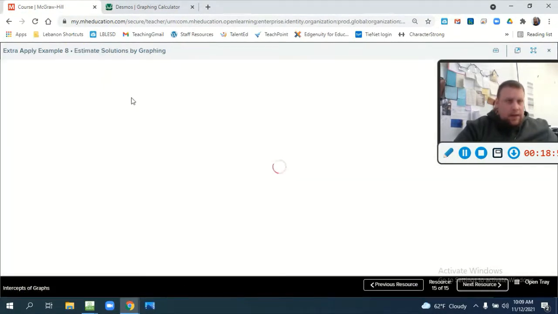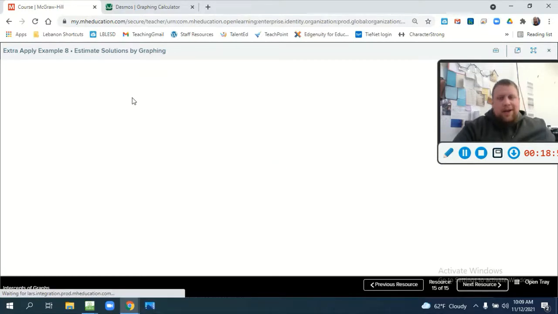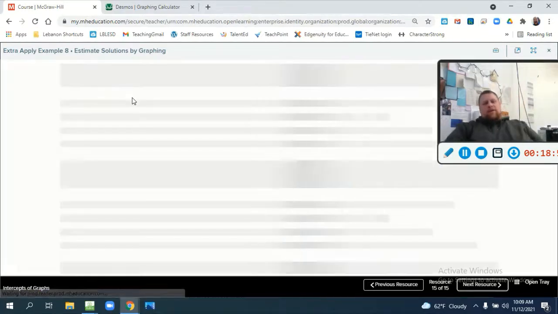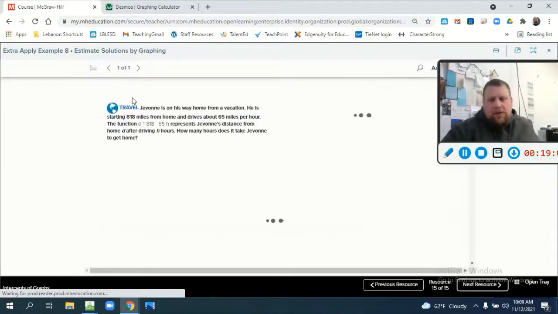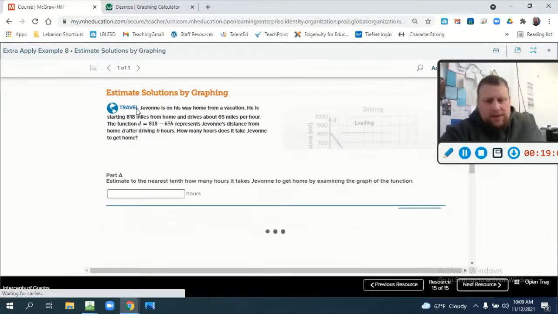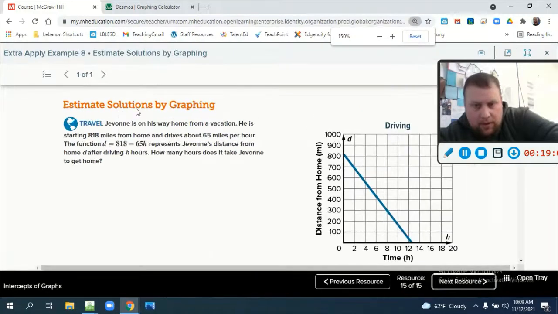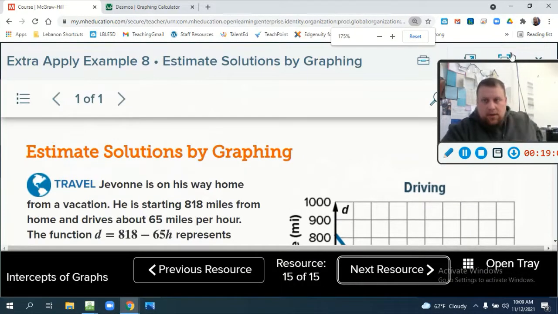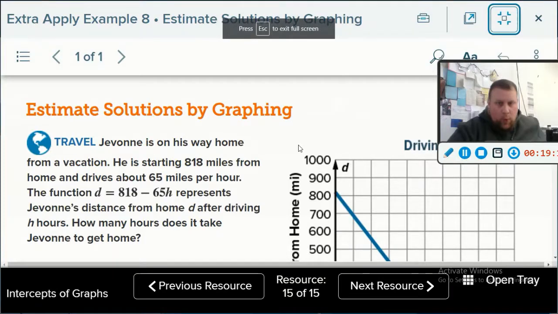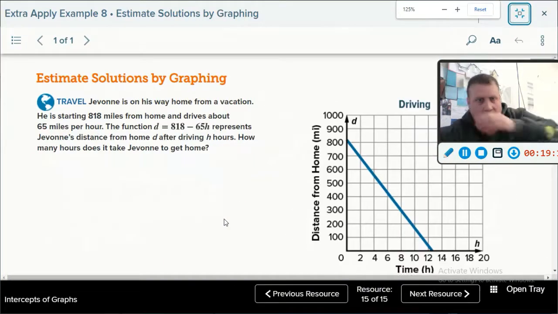Okay. And last but not least, we're going to talk about how to estimate solutions by graphing. So what if I just give you a graph and I say, hey, tell me what you think about this. And I'm going to zoom in a little bit so it's a little more clear about what's going on here. Let's turn this full screen. That is way too much zoom happening. There we go, that's better.